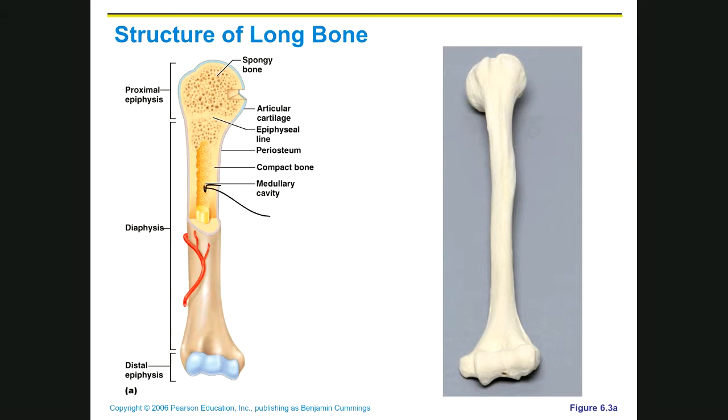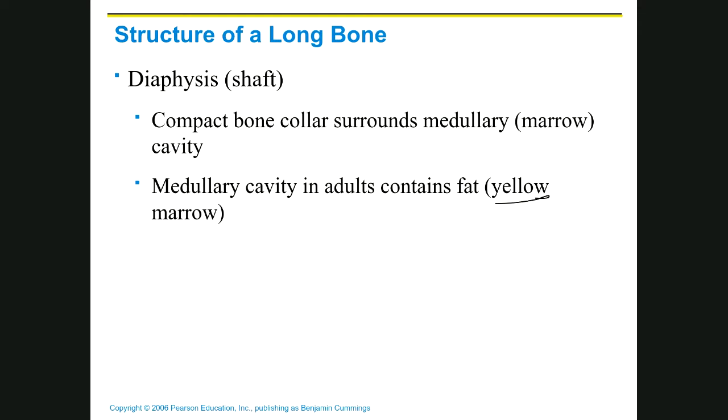Well, in children, what you find in here is red bone marrow, and red bone marrow is where we make blood cells. But as you get older, by the time you hit your 20s, most of this red bone marrow is gone, and it's been replaced with fat. And this is called yellow bone marrow. So everybody in this class, when you look at most of your long bones, they're going to have yellow bone marrow in them.